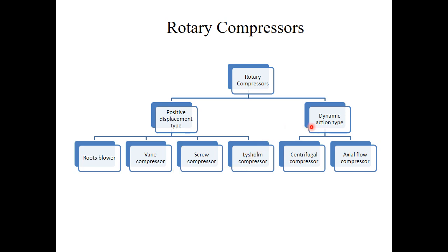Whereas in the case of dynamic compressors, the air is not trapped in specified boundaries, but the air flows continuously and steadily through the compressor, and pressure is increased due to dynamic action, that is centrifugal force or accelerating force. Examples for dynamic action type compressors are the centrifugal compressor and axial flow compressor.